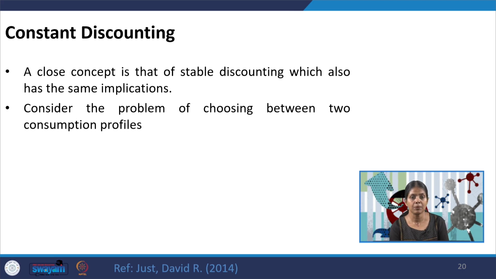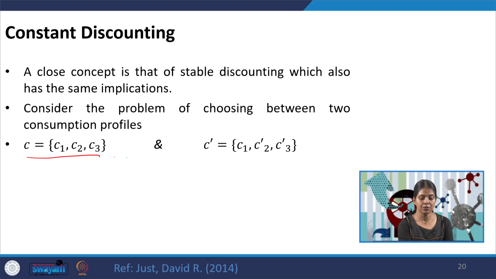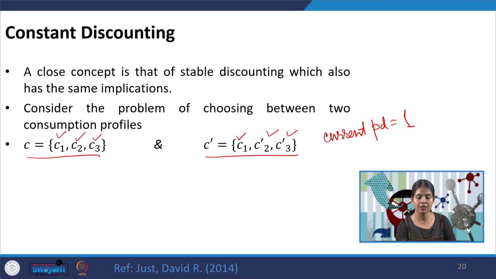Consider the problem of choosing between two consumption profiles. These are the two consumption profiles. You can see that current period consumption remains at C1, because we are at the current period. We are beginning with the current period as period 1, and in future the consumption profiles are going to change. The consumption, or the amount you consume, in period 2 and 3 are different.